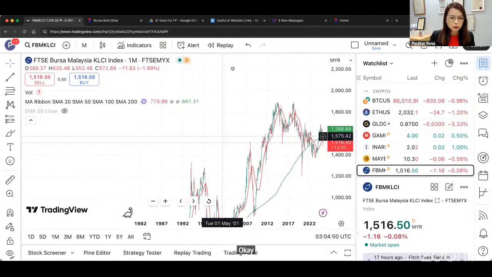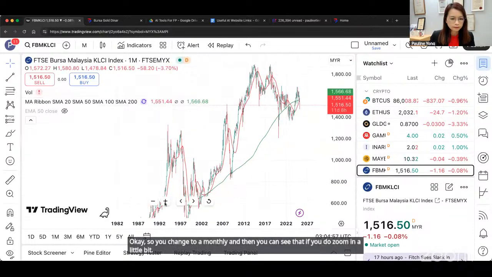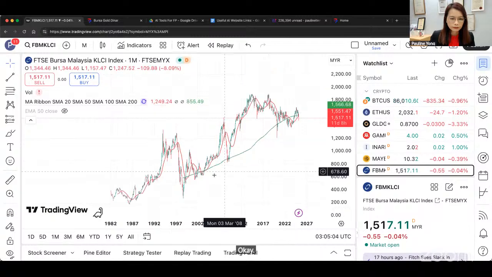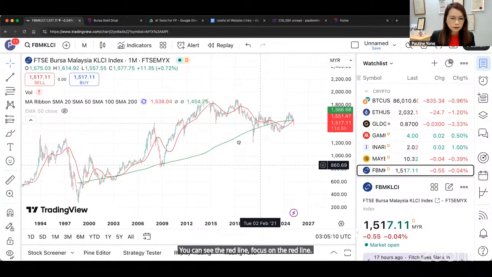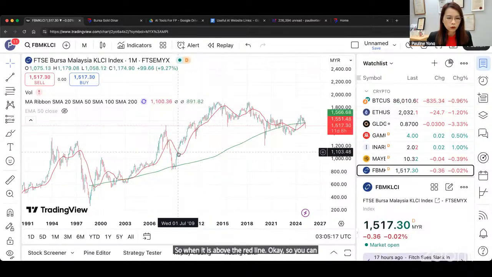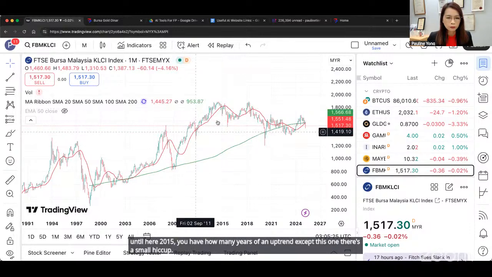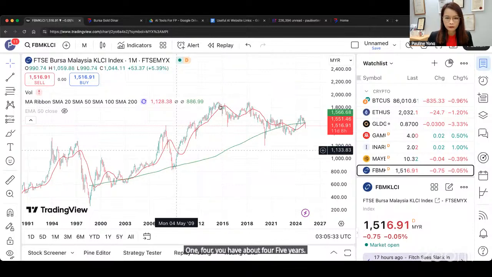Okay, so you change to a monthly, and then if you zoom in a little bit, you can see the red line. Focus on the red line. When it is above the red line, you can see that from 2009 until 2015, you have how many years of an uptrend? Except this one, there's a small hiccup. 09 to 15, you have about 5 years of uptrend.